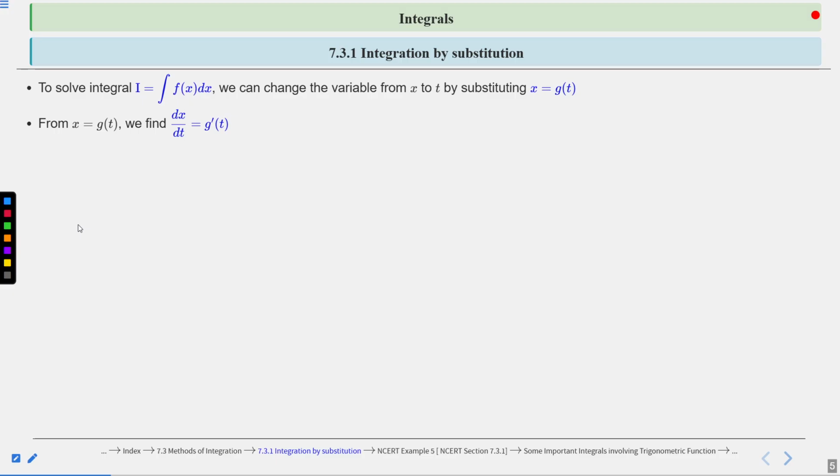Now from x equal to g(t), we find dx upon dt, which will be equal to g dash t, right? So dx by dt will be equal to g'(t). This means we can write dx equal to g'(t) dt, okay?